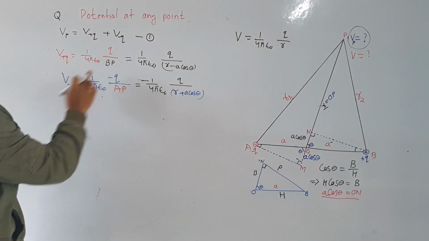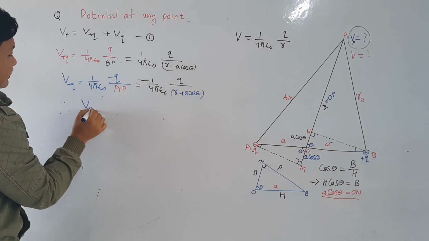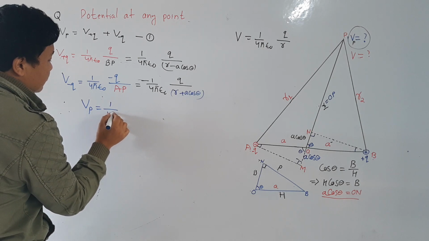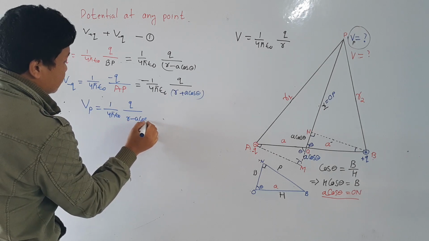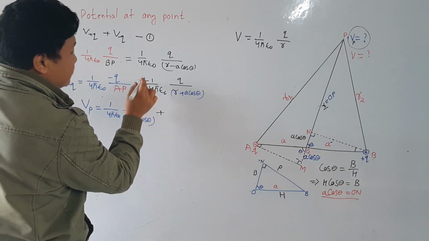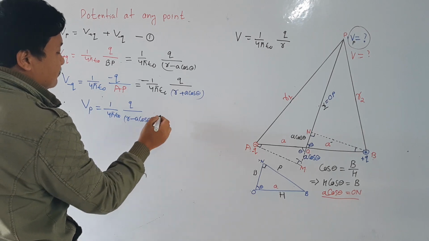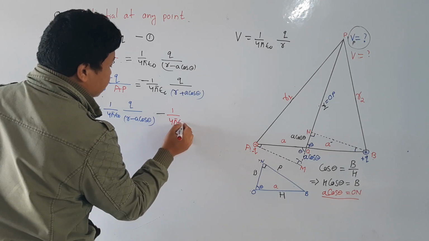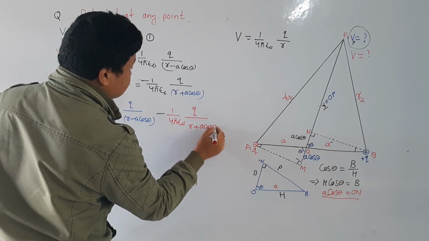Okay. Now let me put the values of v plus q and v minus q in equation 1. What do I get? Therefore, potential at P is equal to v plus q, which is 1 by 4 pi epsilon naught q by r minus a cos theta. Then there will be a plus and this is minus. Here minus will come because of v minus. So plus minus minus. Okay, minus again 1 by 4 pi epsilon naught q by r plus a cos theta.